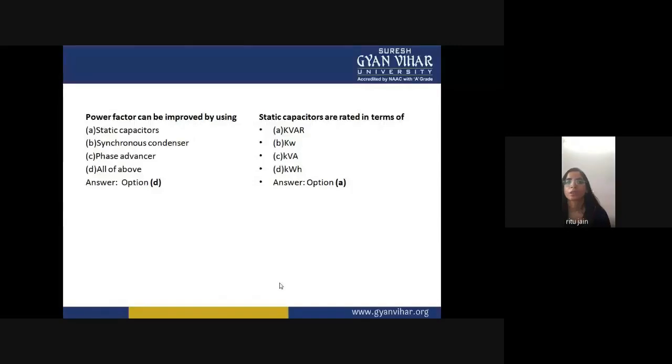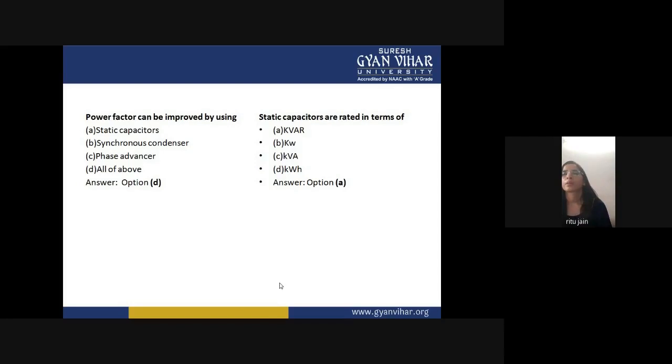Next question: the power factor can be improved by using static capacitors, synchronous condenser, phase advancer, or all of the above. D is the right answer, the power factor can be improved by all of the above. You can use a static capacitor, you can use a synchronous condenser, you can use a phase advancer, so all of the above is the right answer.